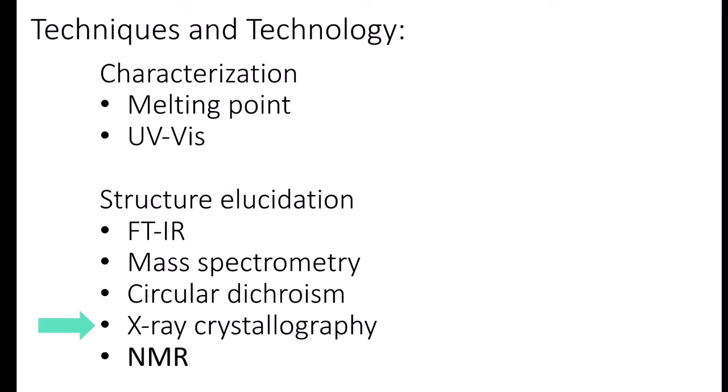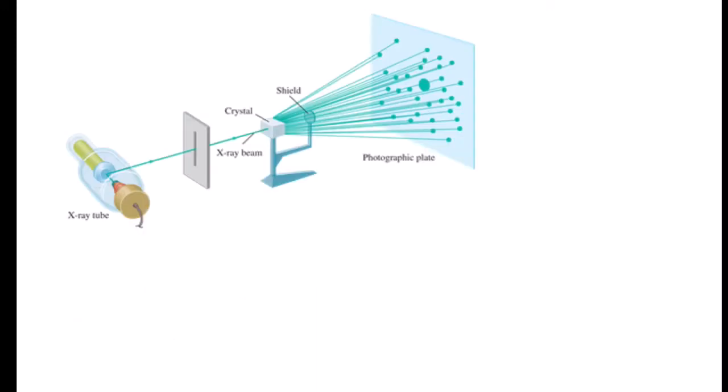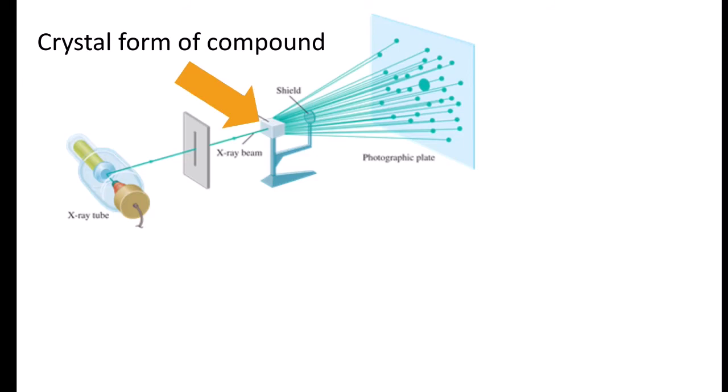Next, X-ray crystallography. This determines the arrangement of atoms of a crystalline solid in three-dimensional space. For the setup of X-ray crystallography, you take the crystal form of your compound that you want to analyze. Then X-rays will be made to pass through the crystal. The X-rays will then bend through the structure of the crystal.